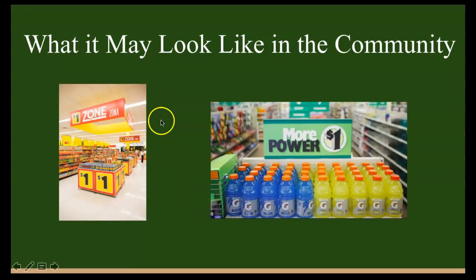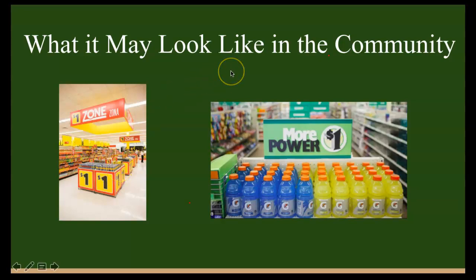All right, so what it might look like in the community. You can see here, these look like grocery stores, right? So in the grocery stores, you can see that they have $1 written out. This means that these items right here cost $1, and these items over here cost $1.